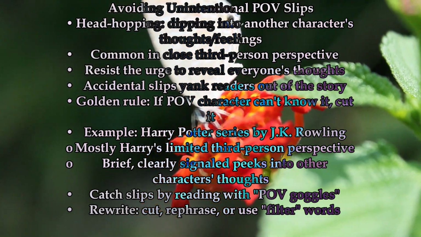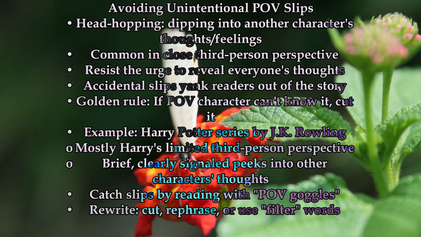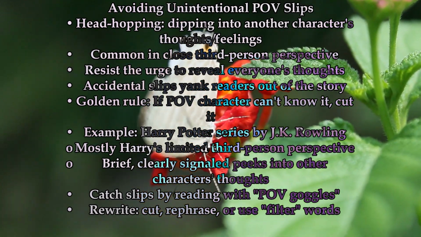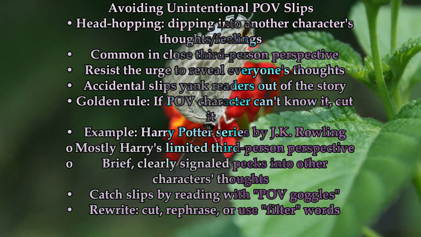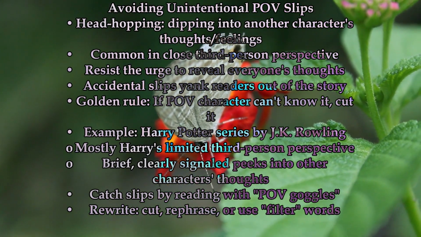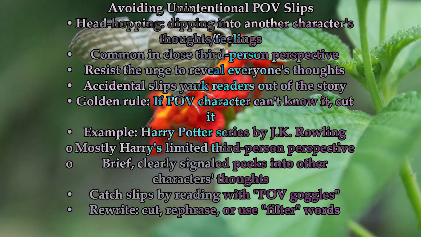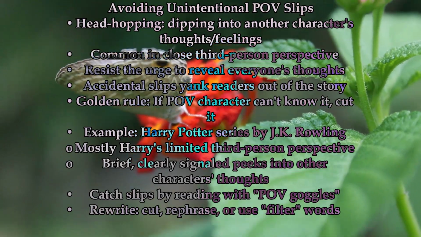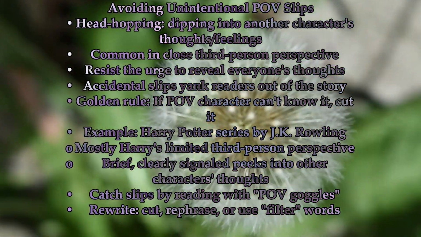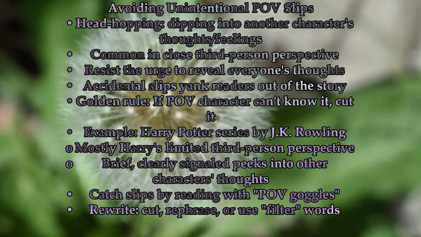But every once in a blue moon, Rowling will give us a tiny peek into another character's thoughts, like when Professor McGonagall is worrying about Harry's safety, or when Hermione is mentally working out a tricky bit of magic. The thing is, Rowling is always mega careful to keep these moments brief and clearly signaled, usually with a line break or a new chapter. She never lingers in those other heads long enough to derail Harry's POV train.